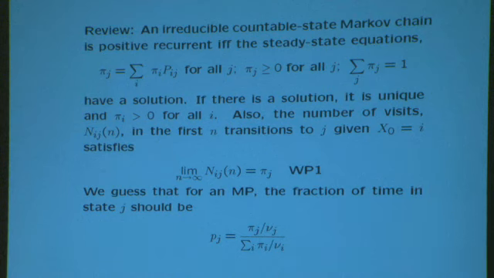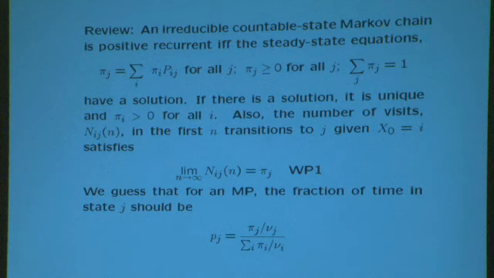Okay, let's review briefly countable-state Markov chains. An irreducible chain, that means everything can talk to everything else, is positive recurrent if and only if the steady state equations pi sub j equals the sum of pi sub i, p sub i j. Remember what this is. If you're in steady state, the probability of being in a state j is supposed to be pi sub j. The probability of being in a state is supposed to be equal then to the sum of the probabilities of being in another state and going to that state.